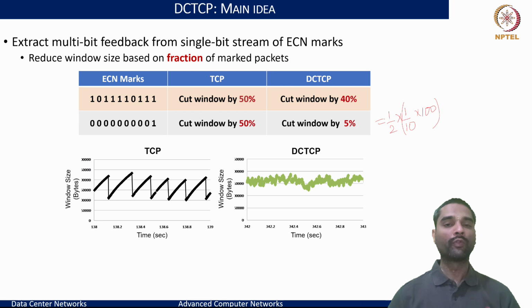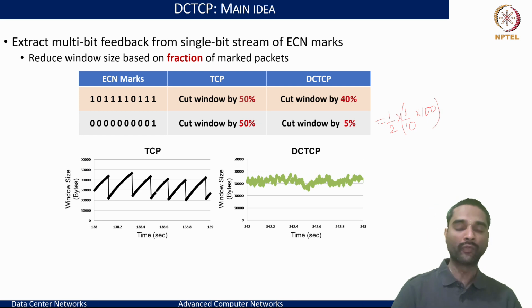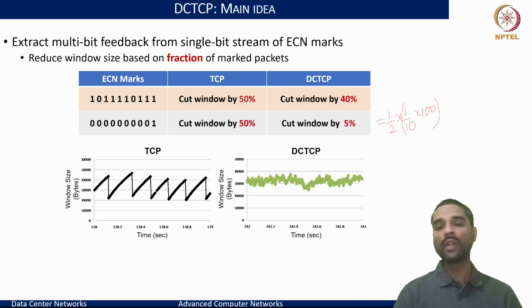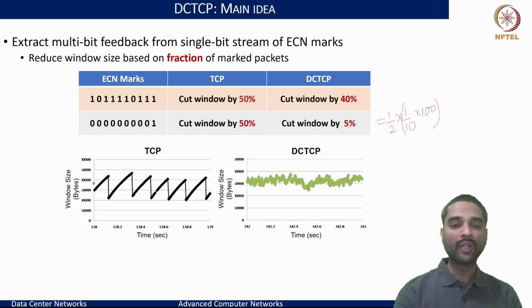And that would be half of the 1/10 of the packets that we received. And that would mean that we would cut down the window by just 5% and not 50%. Now if we see how the reaction would look in terms of the window size variations in TCP versus DCTCP, in regular TCP you would have a ramp up, and then because of a packet loss, you slow down, cutting the window by half, and then ramp up again, the typical sawtooth that we would see.